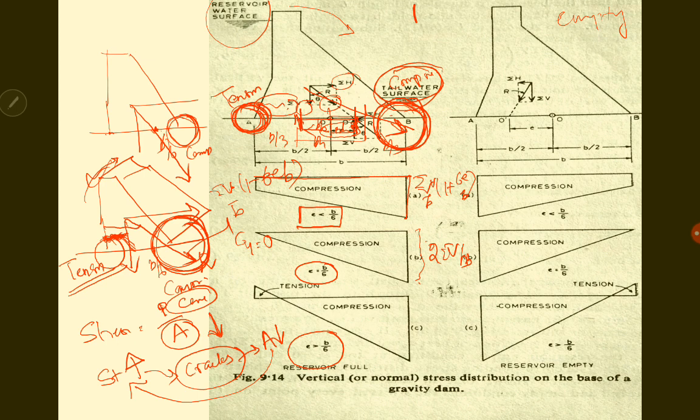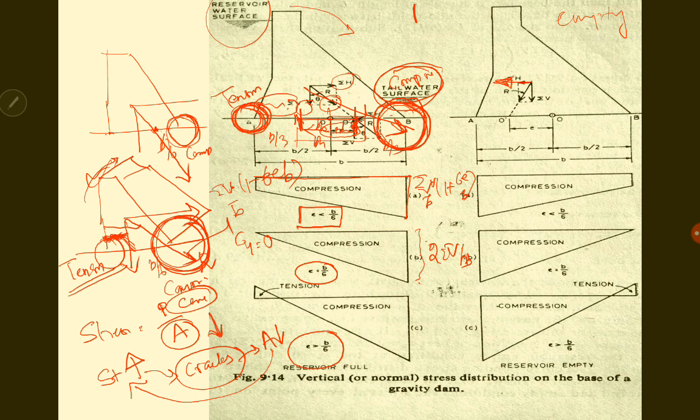Now consider the case when the dam is empty. When the dam is empty, the horizontal force will be acting in the opposite direction. Otherwise, if there is an earthquake force or some other force that acts in the horizontal direction from the downstream to the upstream, in that case, this H is acting in the upstream direction. Now consider the variation that comes into play for the dam empty condition.